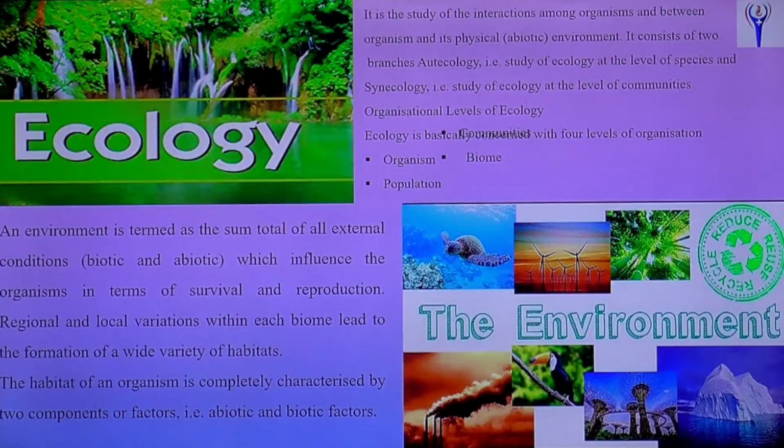What is biotic and abiotic? Biotic is living organisms. Abiotic means non-living, like water, temperature, pressure, all these kinds, which influence the organisms in terms of survival and reproduction. Regional and local variations within each biome lead to the formation of a wide variety of habitats. Biome is nothing but an area in which the particular species has been classified. And the habitat of an organism is completely characterized by two components or factors, that is abiotic and biotic factors.